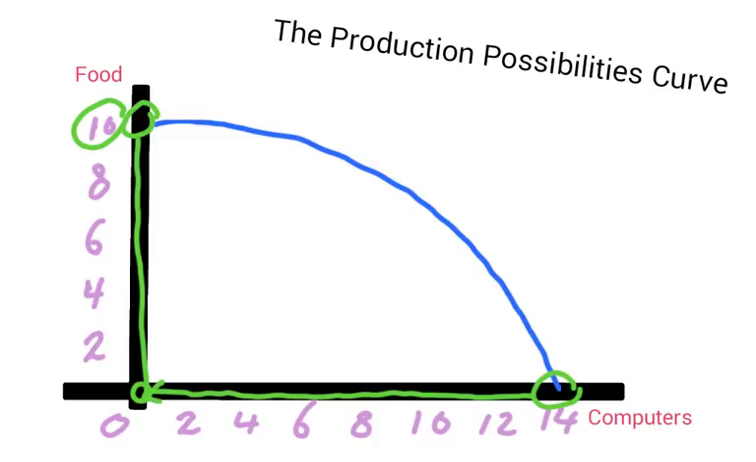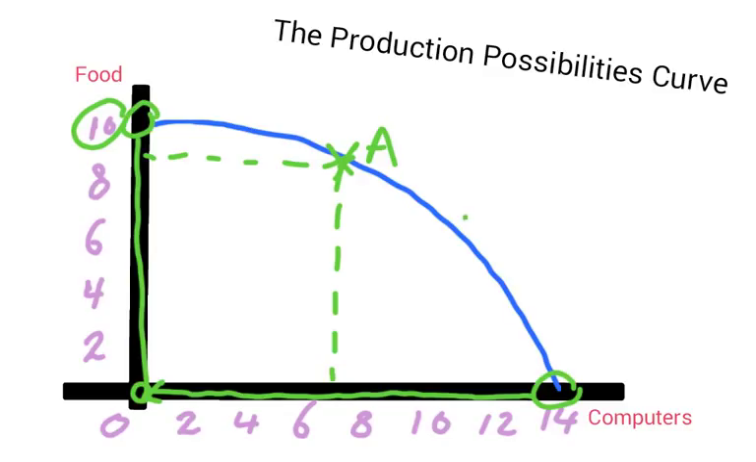Now, more realistically, a country or an area or a state would make a combination of these two products. For example, let's take a look at this point here. Let's call it point A. Point A says that this is around maybe 9 million units of food, and if you draw a line to the horizontal axis, around 7 million computers. So that is one possibility.